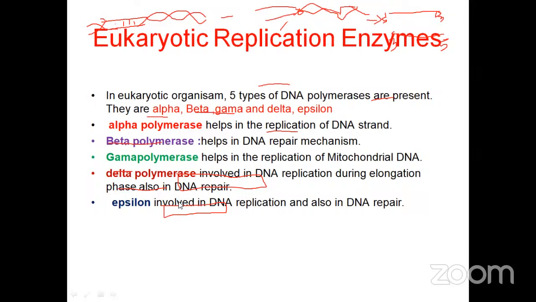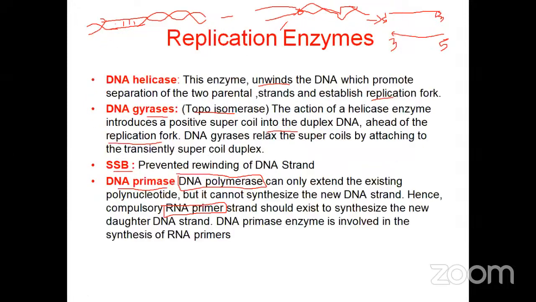During the elongation phase, it is also involved in DNA repair. So mainly delta polymerase can repair the DNA, that means fill up the gaps. Epsilon is involved in DNA replication and also DNA repair. Epsilon and delta polymerase are both involved in DNA replication and also DNA repair. So these are the enzymes involved in DNA replication.